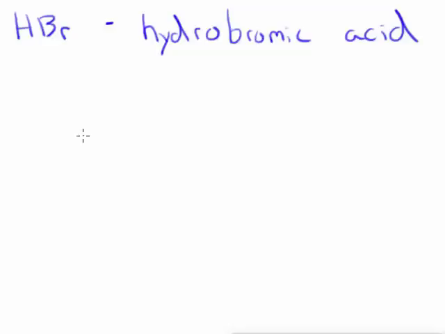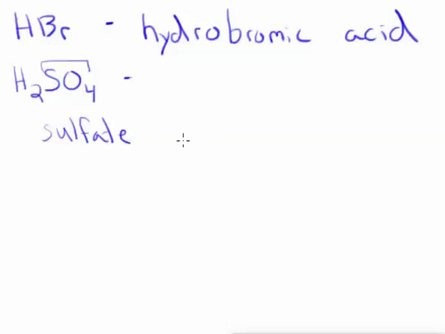Another example. H2SO4. This does have oxygen in it, which means it's got a polyatomic ion. And if we look up SO4, we see that that is sulfate. We do not use hydro. That ATE turns to IC. The way I always remember it is I ate something icy. If you remember that ATE goes to IC, then you can hopefully remember that ITE goes to OUS.